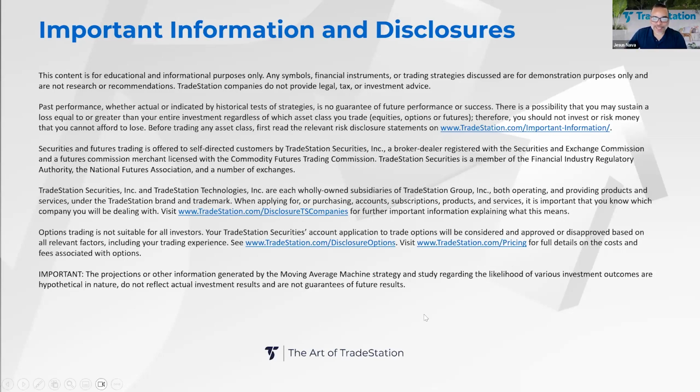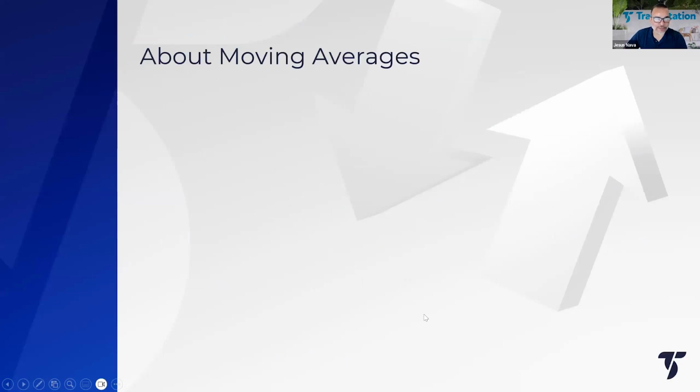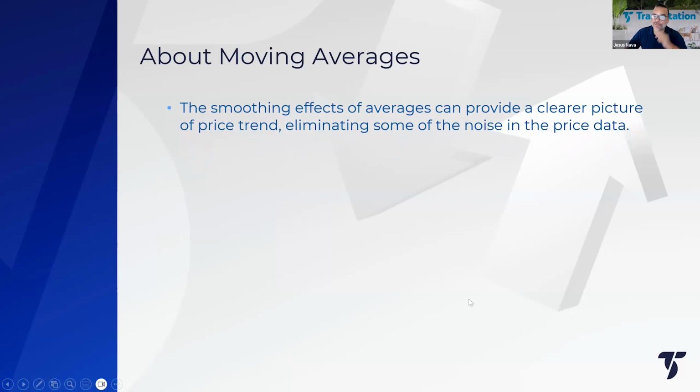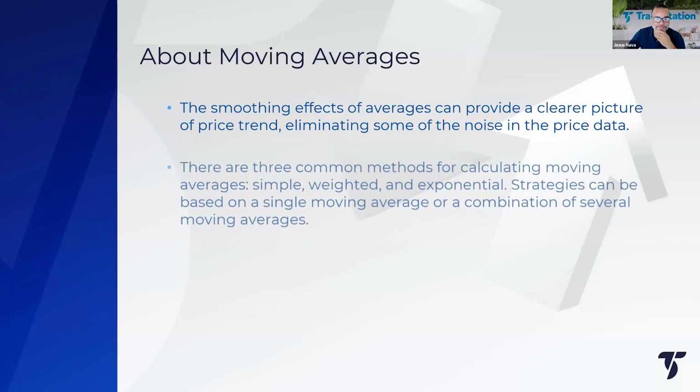All right, let's get started. I'm going to go over some basic information on moving averages, probably something that you already know, but it's always good to mention things as a refresher. First of all, smoothing effects of averages provide a more clear picture of price trend, eliminating some of the noise in the price data. That's the whole reason why we put a moving average on a chart, to give us a smooth moving visual of where the prices are headed.